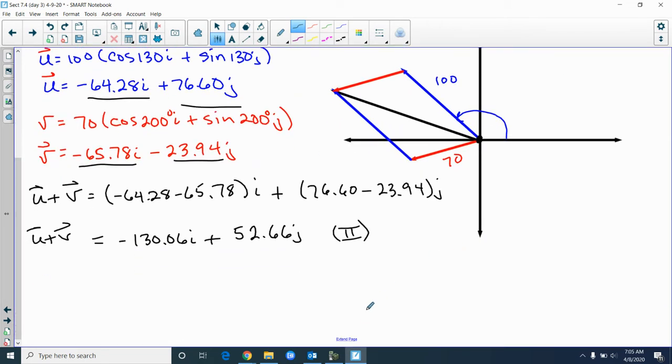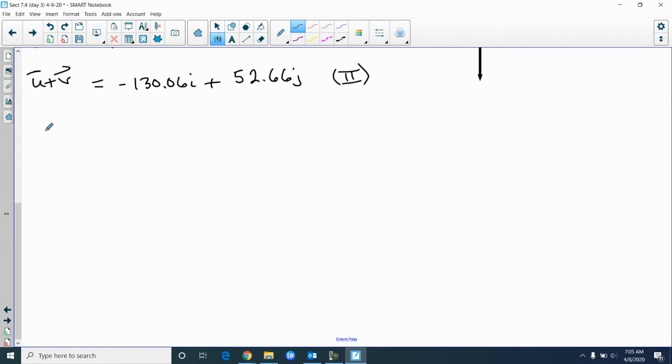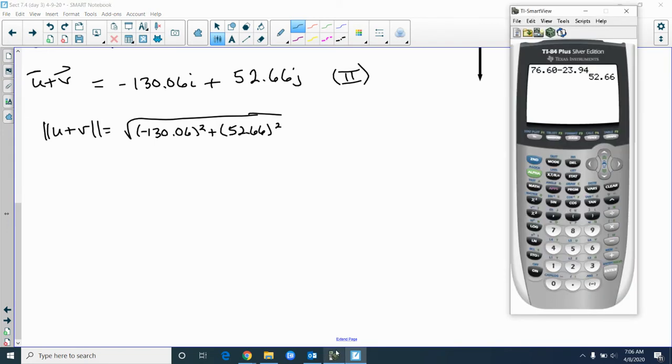Basically, to find the force, you find the magnitude. So we need to find the magnitude of U plus V. And that's going to be the square root of negative 130.06 squared plus 52.66 squared. Take a second to find it. And don't just sit here and let me do all the calculations for you. It's going to be helpful if you do them on your own and then just verify.